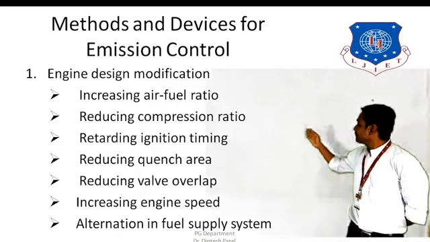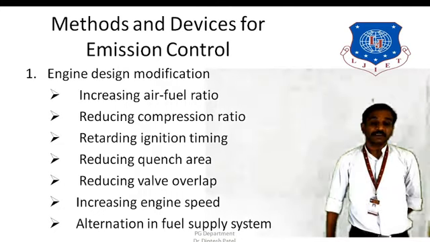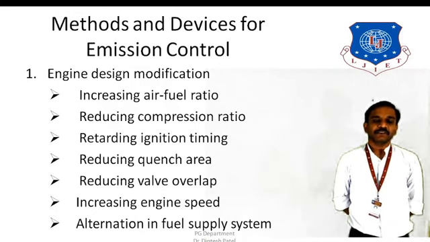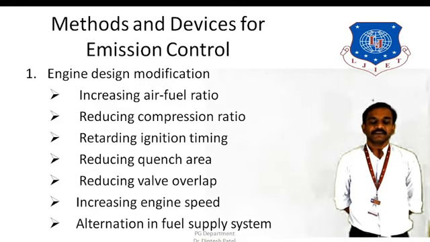The second one is by reducing the compression ratio. If the compression ratio is lower, then the emissions of HC will also reduce, because due to the high compression ratio, a lot of fuel may escape from the combustion chamber and enter the crevice volume. It can also be absorbed by the film of oil. So if the compression ratio is reduced, we can solve these problems and reduce the HC emissions.